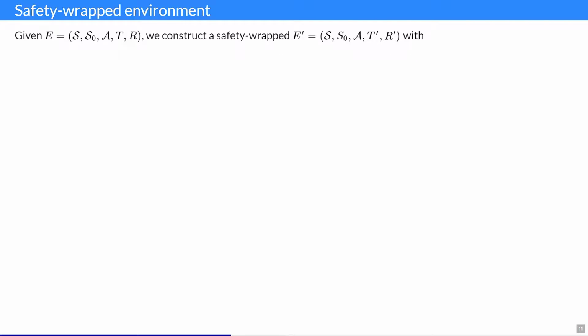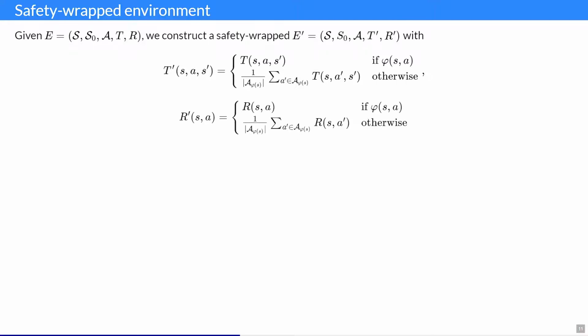This leads to the following transition function for the safety wrapped environment, and also to this reward function. For simplicity, we assume here that the action set is discrete and finite, but in practice, in our environments, most of them have continuous action spaces, and the results here apply there as well.